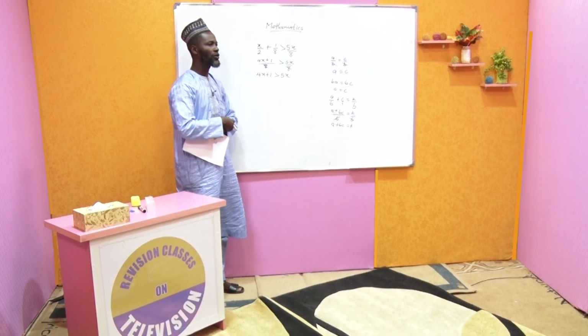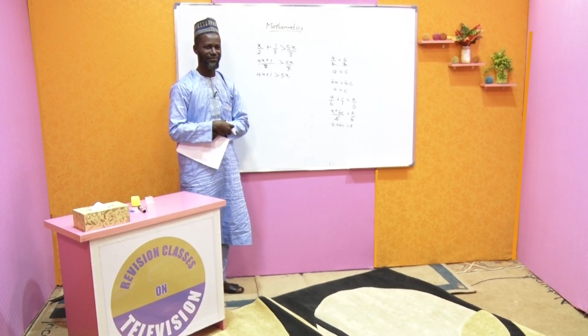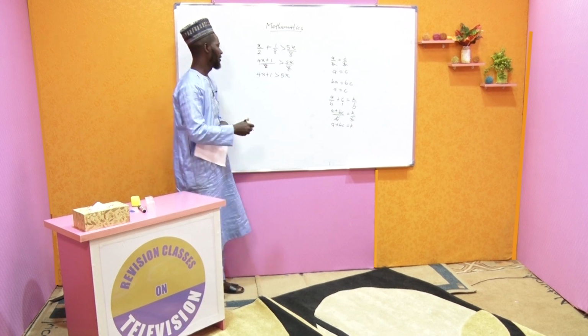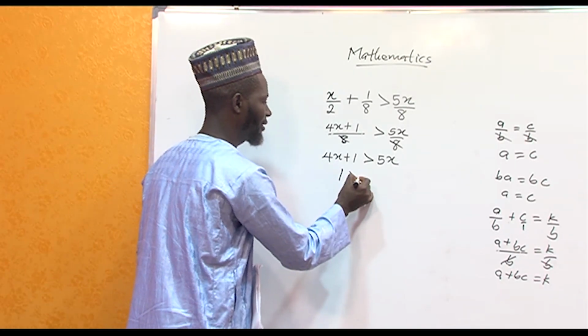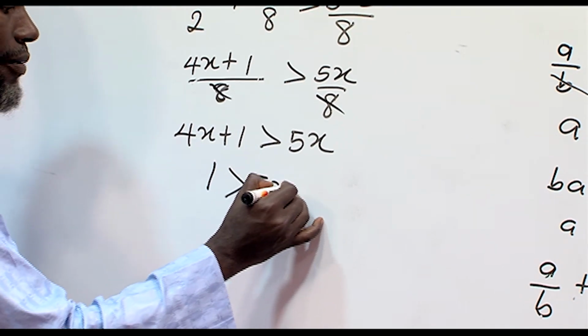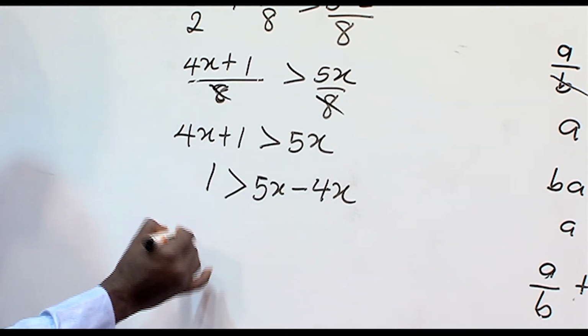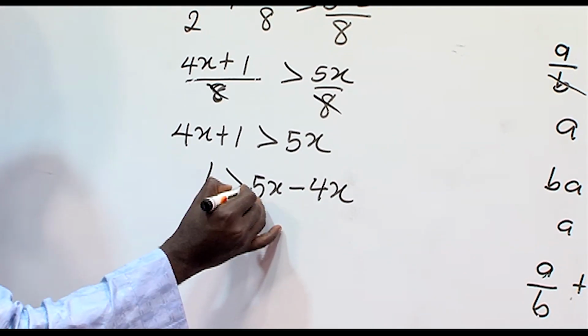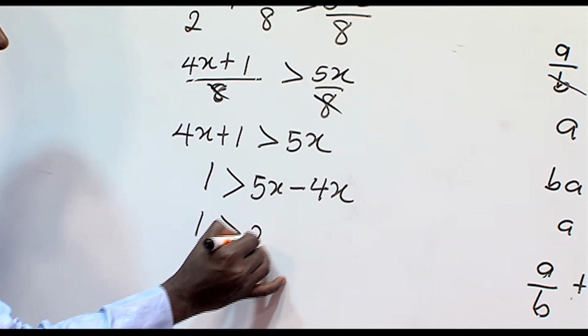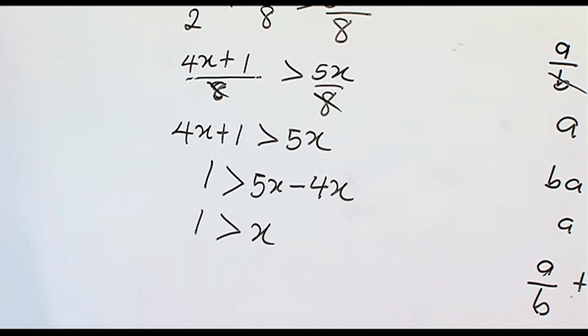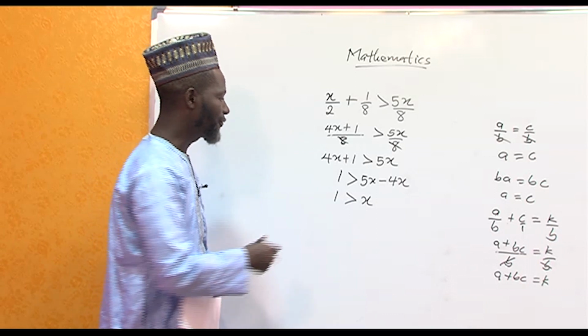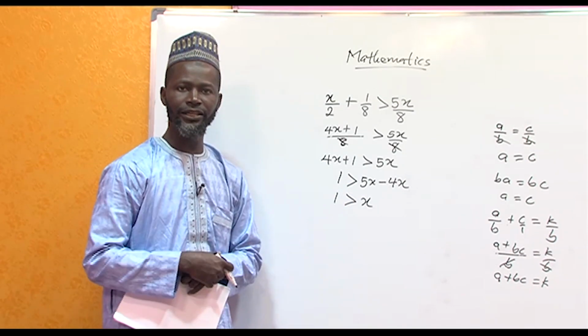The next thing is collection of like terms. So we have to collect like terms. That is 1 greater than 5x minus 4x. 1 greater than 5x minus 4x, that is x. Can we leave our answer like this? No. Therefore, we have to apply the turning event.